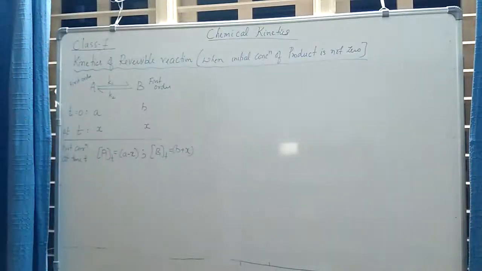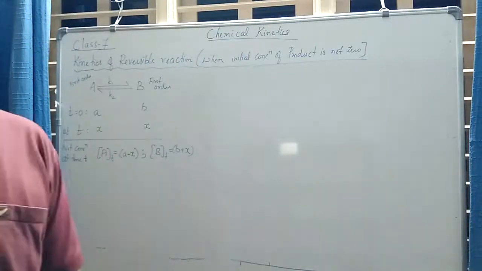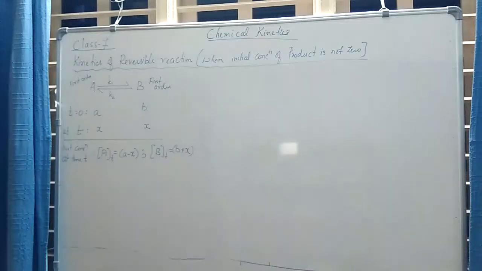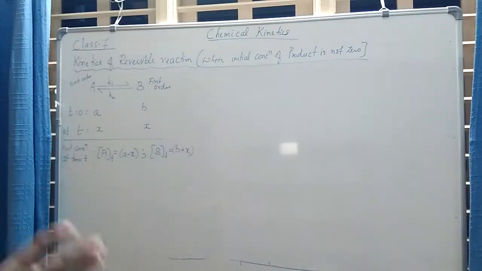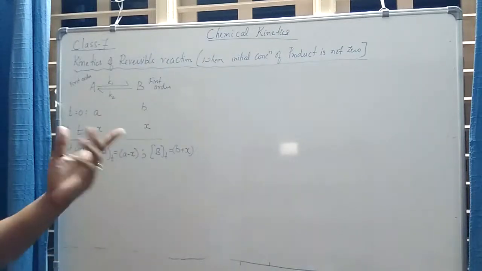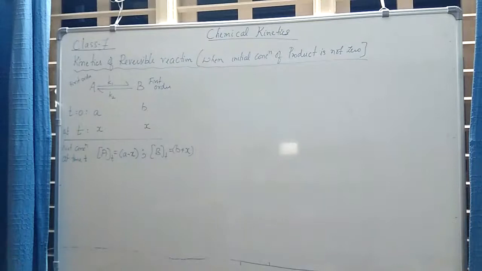In this particular video, we will discuss the kinetics of a reversible reaction. A first order forward reaction opposed by a first order reversible reaction, wherein the initial concentration of product is now not equal to 0. So what does it mean?